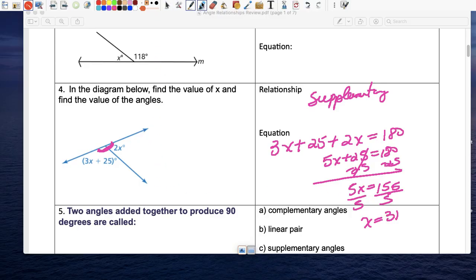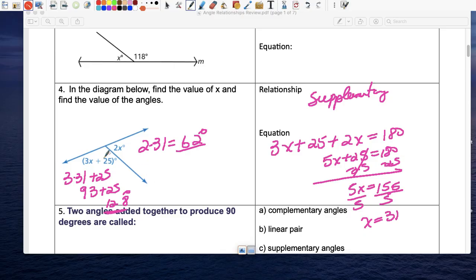x equals 31, not the value of the angle, it's the value of the variable. Come back here, so that's 2x, or 2 times 31, which gives me 62 degrees. This is 3 times 31 plus 25. 3 times 31 is 93, plus 25, it's 128 degrees. Just to confirm, what happens if I add them?